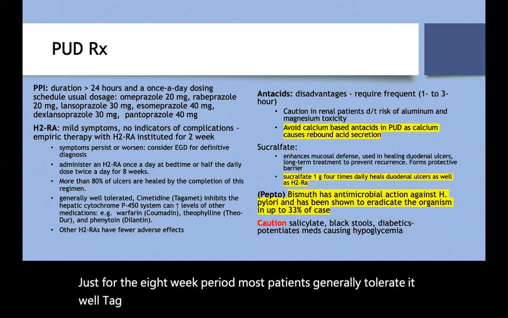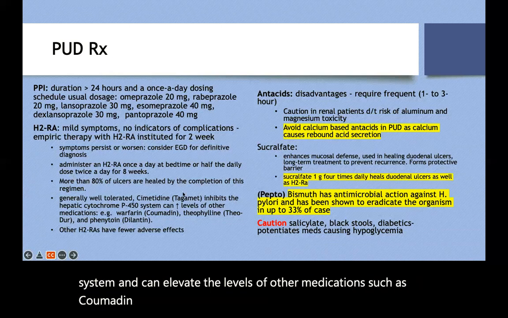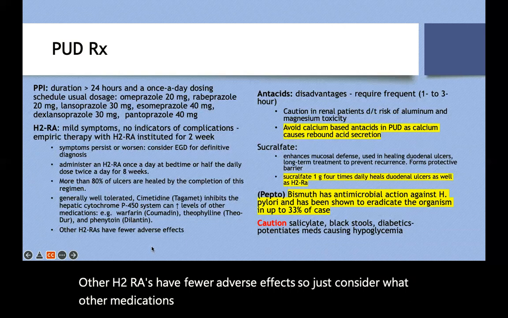Tagamet, for instance, inhibits the hepatic cytochrome P450 system and can elevate the levels of other medications such as Coumadin, theophylline, and Dilantin. So just be very conscious of that. Other H2RAs have fewer adverse effects. So just consider what other medications your patient is on before you prescribe.